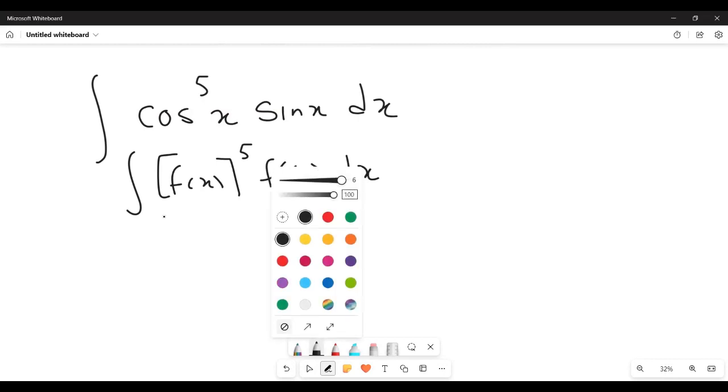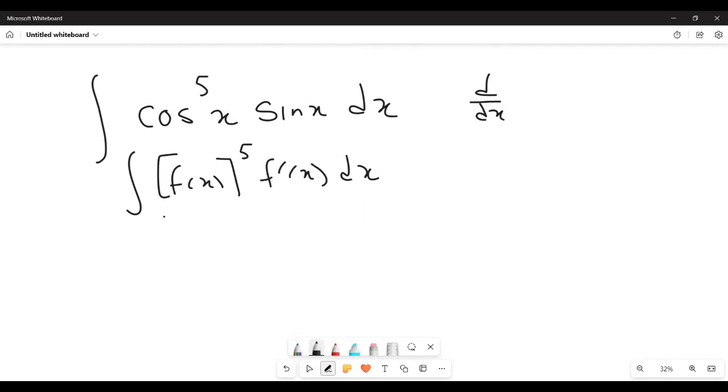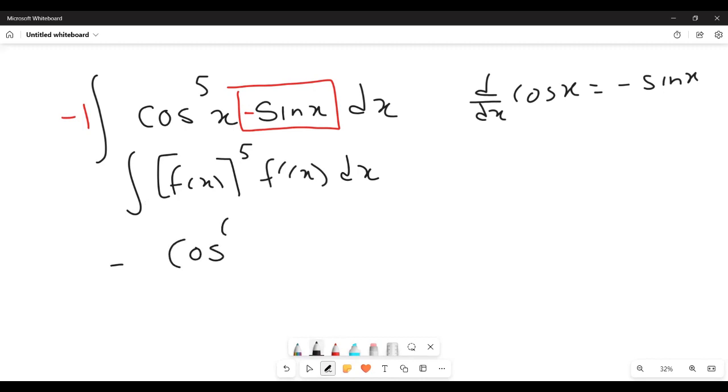So what is the derivative of cos x? The derivative of cos x is minus sine x. So we should have minus sine x here, but that can be fixed by writing negative here and multiplying that with negative 1. So now we have minus cos power 6x upon 6 plus c.